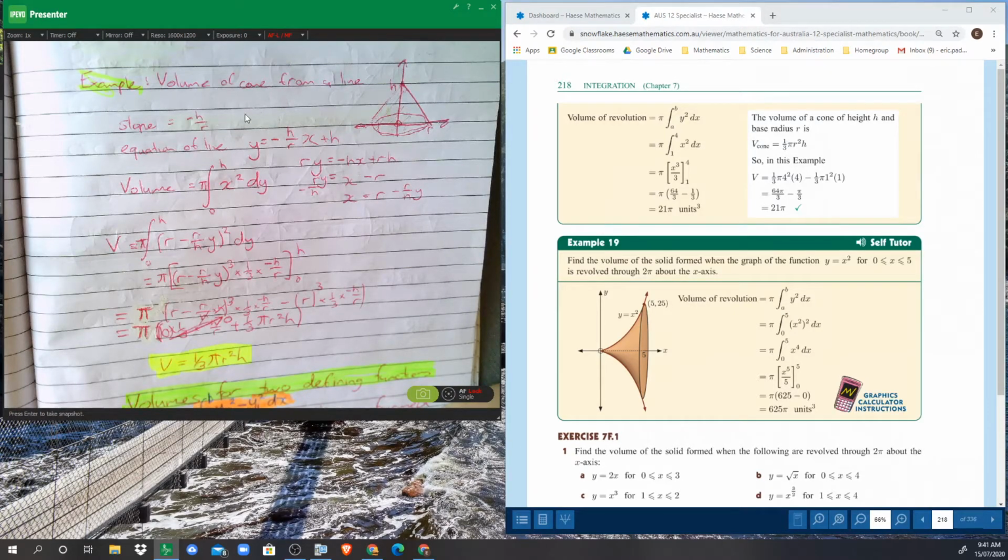First of all, I came up with an equation of a line in terms of y, just by working out the slope. So you go across r and down h. So the slope is minus h on r, and I just came up with the equation of a line.